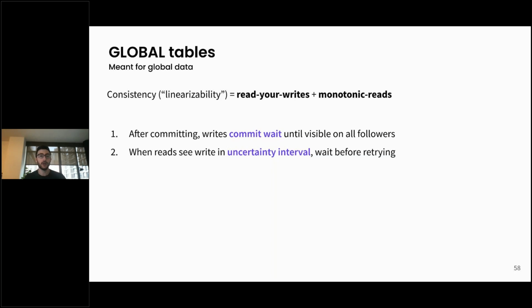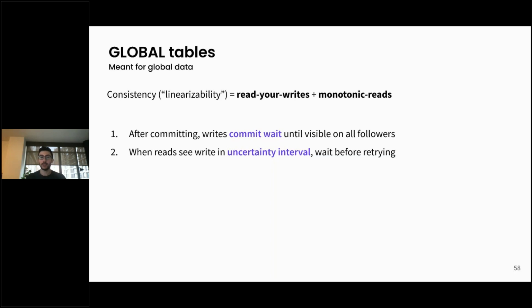Remember that a read's uncertainty interval is an interval above its read timestamp, equal in size to the maximum clock offset between any two nodes. And if a read observes a write in that uncertainty interval, it usually bumps its read timestamp above the write and immediately retries. It's able to do this because it knows that those writes have a valid clock timestamp, and so it can immediately retry at the higher timestamp, which it knows is a real timestamp.